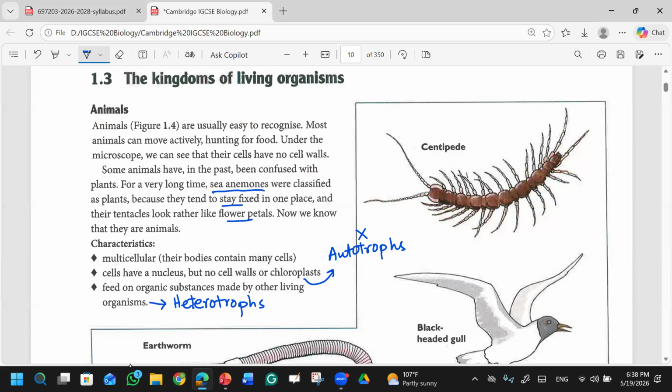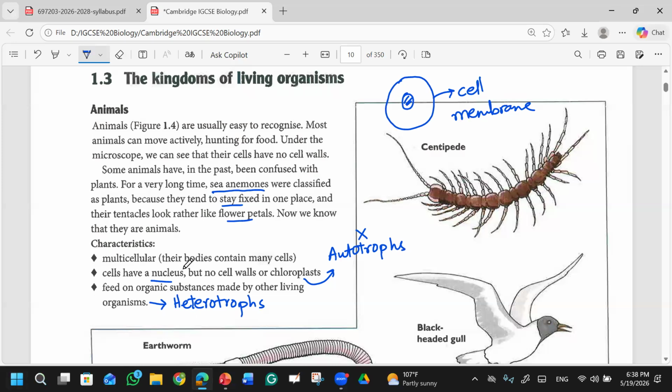And what are those characteristics? The most important: the first one is that they are multicellular. Second, they have cells, and inside their cells there is a nucleus. This is important because we will see some organisms that don't have a true nucleus, but those are not animals. In animals, they have a cell, and inside the cell there is a nucleus. But they don't have a cell wall. They have a cell membrane, but no cell wall.